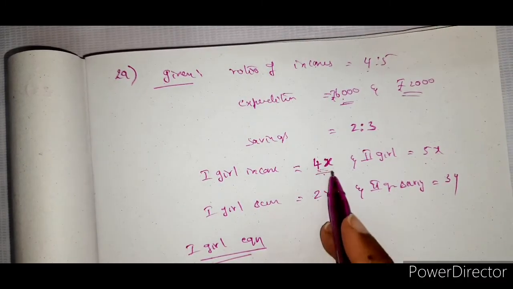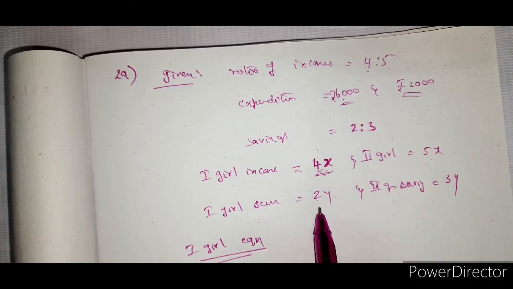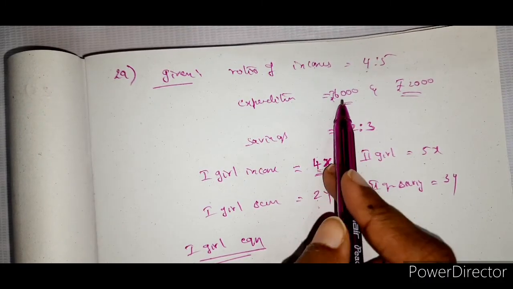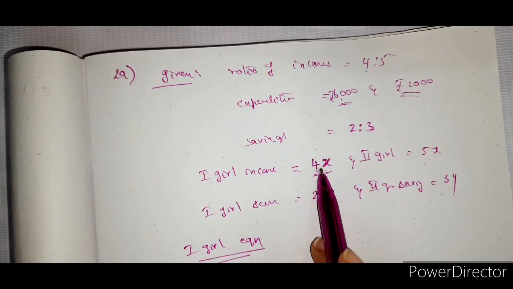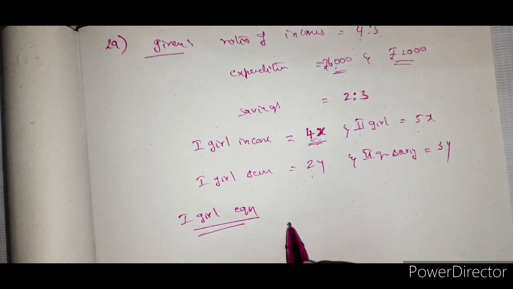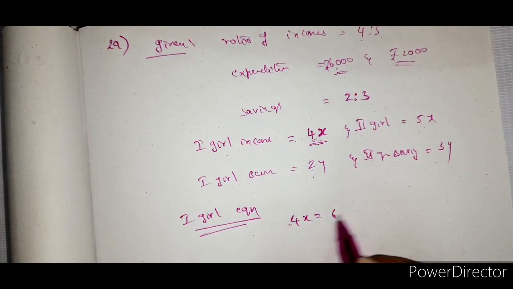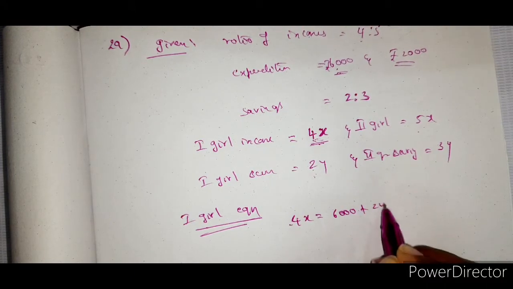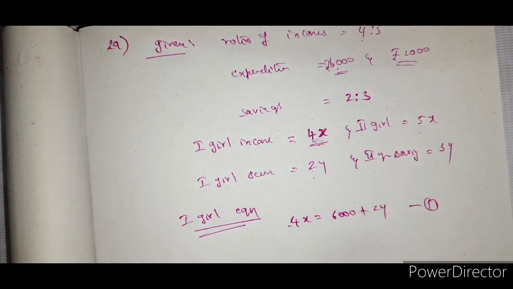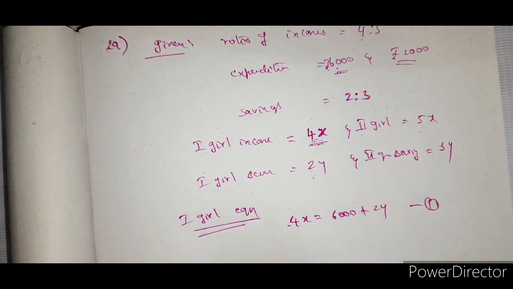So what is the first girl's income? Income is 4x, savings are 2y, expenditure is 6,000. So expenditure plus savings is equal to income, is it not? Therefore you have 4x is equal to, income is equal to expenditure plus savings. This is equation 1.